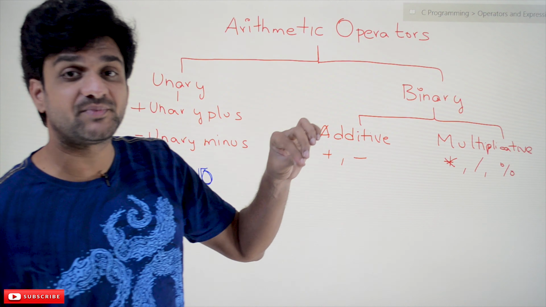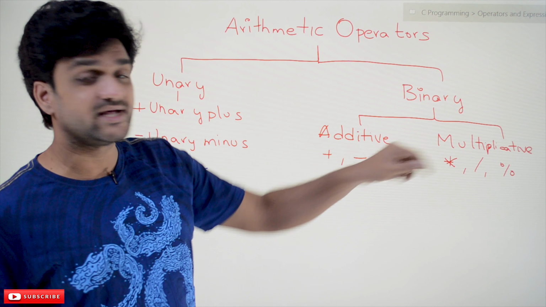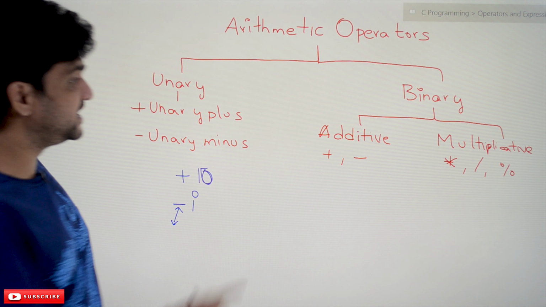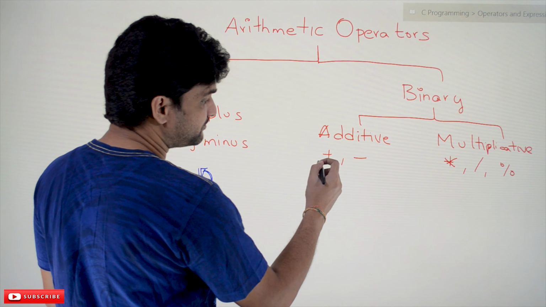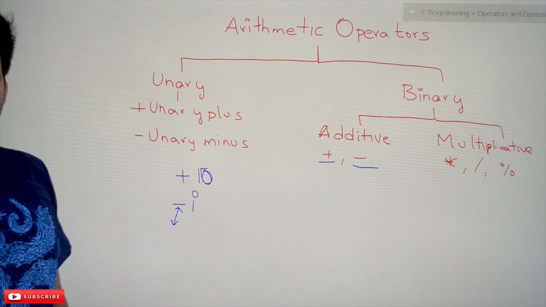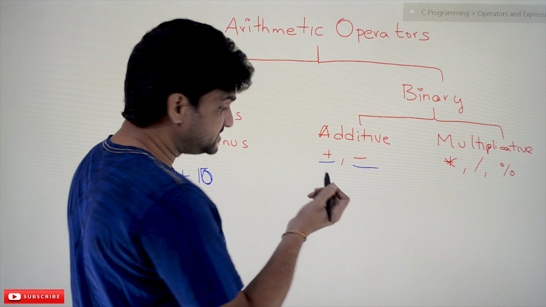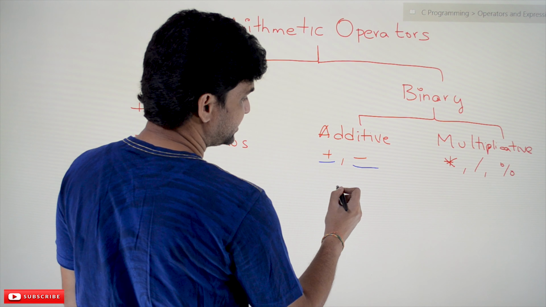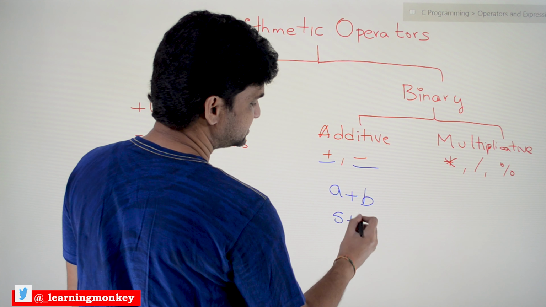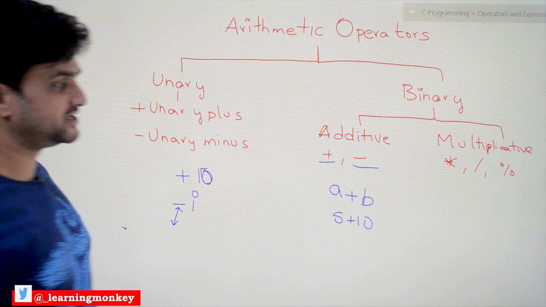The binary arithmetic operators we have classified into two parts: additive binary arithmetic operators and multiplicative binary operators. In the additive binary operators, we have plus and minus symbols. These operators are used to do regular addition and subtraction operations. For example, a plus b, or we can take it as 5 plus 10. This is how the additive arithmetic operators are used.